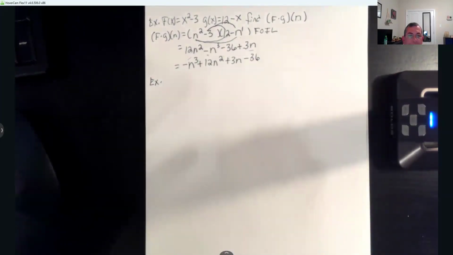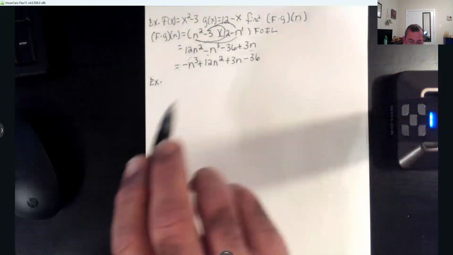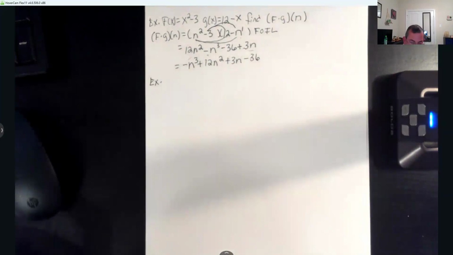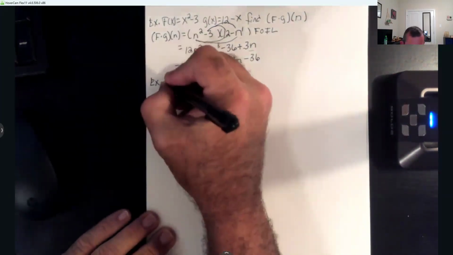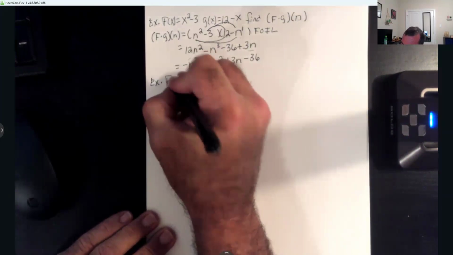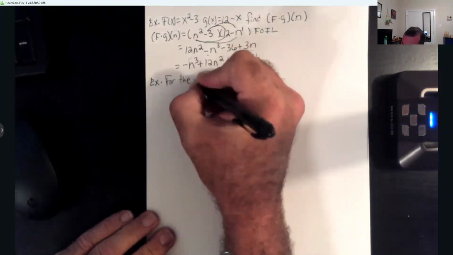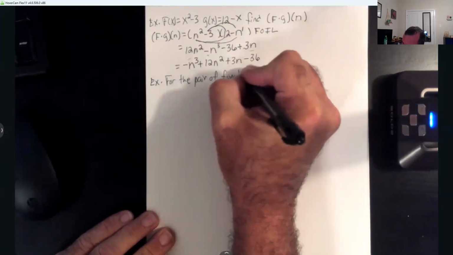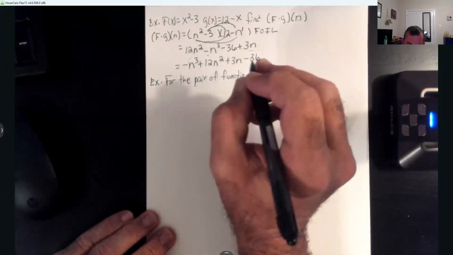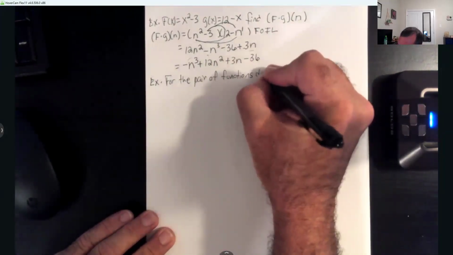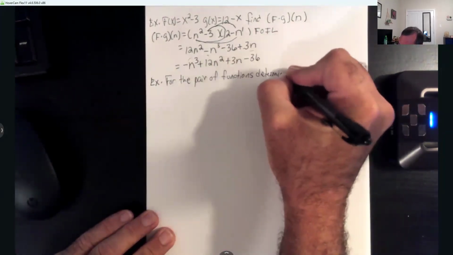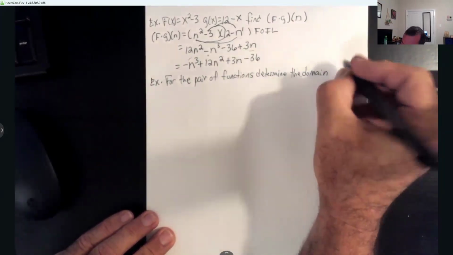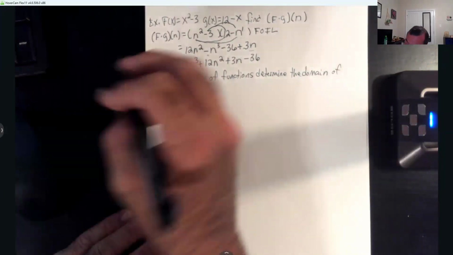All right, y'all, so watch this. I'm going to skip. The next one was dividing again, like we did a while ago. So I'm going to skip to some of these with the domains in them. So on these examples, it'll say for the pair of functions, determine the domain of the sum.